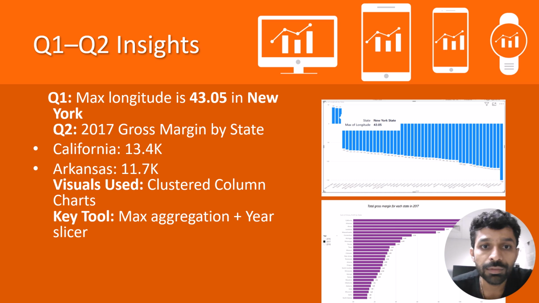For question 2, we focused on total gross margin in 2017. We used a bar chart where the state was set on the x-axis and gross margin on the y-axis. We also applied a filter for the year 2017. This shows us which state contributed most to gross profit in the last year.